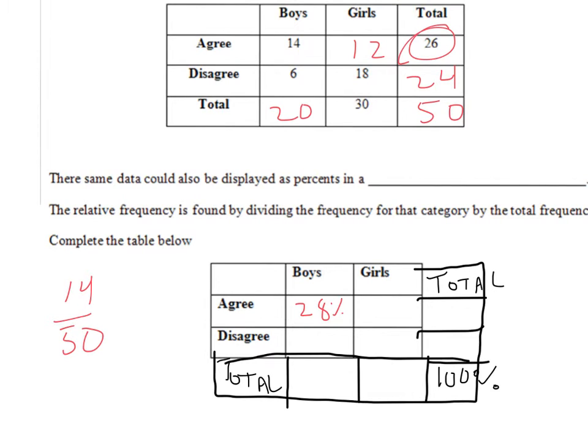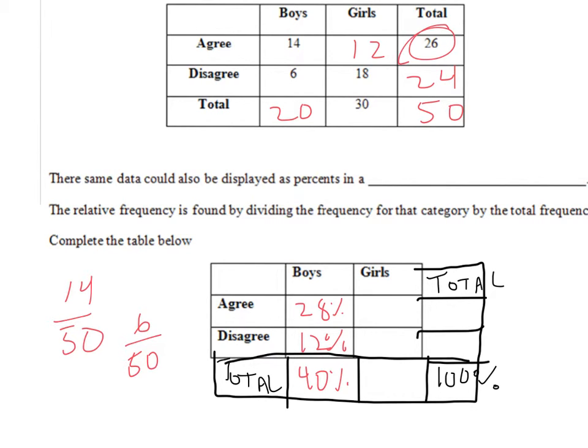So do the same thing with the 6. If I'm going to do 6 divided by 50 to find out the next one, that's 12%. And then I could do the next one by adding these two together. I could add 28 and 12 and get 40%. You could do it that way, or I could have used my 20 from above and taken 20 divided by 50. That also gives me 40%. So there's lots of ways to do it.